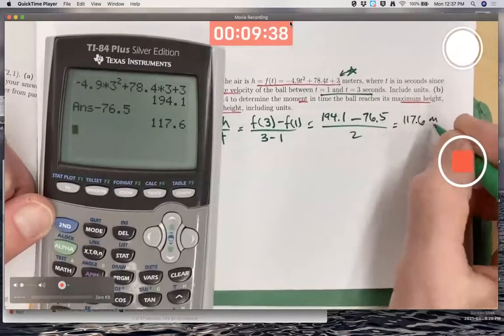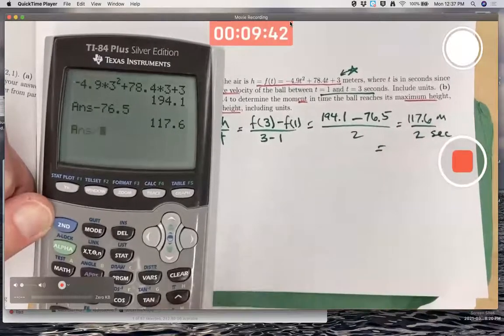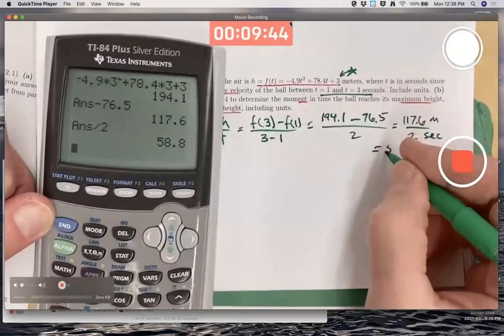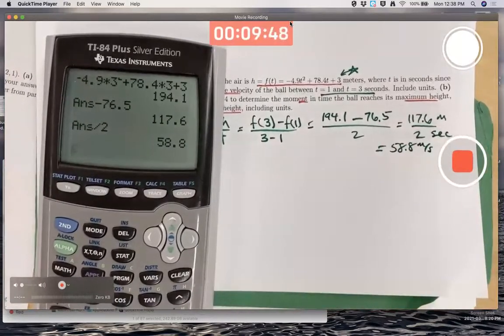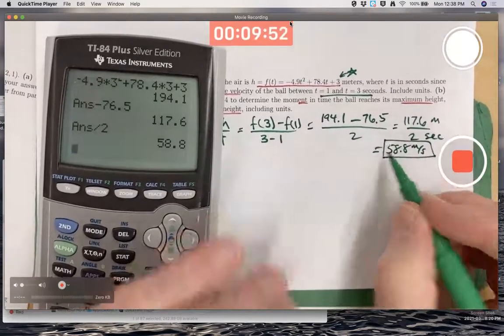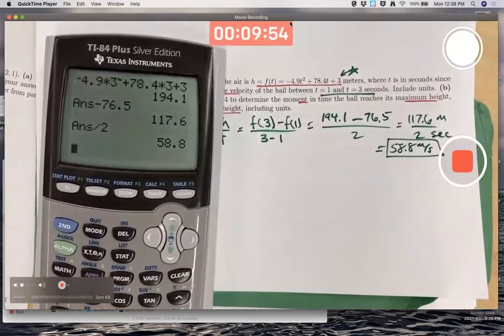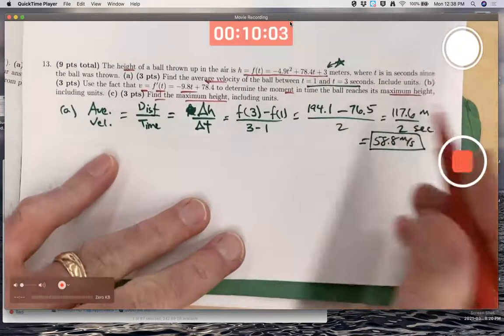117.6 meters divided by 2 seconds. Your average velocity is 58.8 meters per second. And it's positive, so on average, you're going upward, and in fact, for this entire 3 seconds, you actually are going upward. I didn't ask for it, but I could have asked, interpret this geometrically.